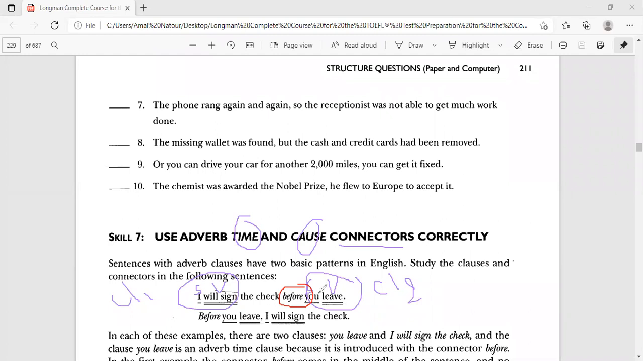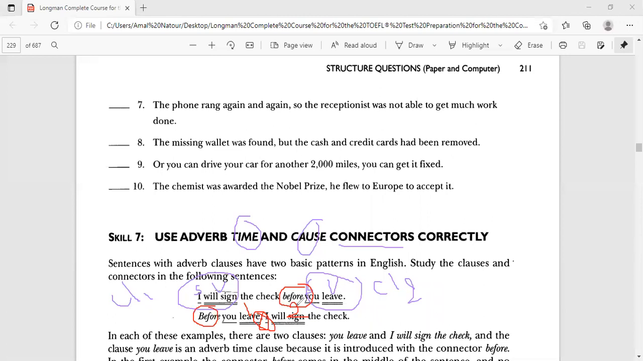Do they come at the beginning of a sentence? Yes. They can come at the beginning of a sentence and they are followed by the first clause. Then this clause with a connector, I can put it at the beginning of a sentence and it becomes: before you leave, comma, I will sign the check. You is the subject, leave the verb, comma, I subject, will sign is the verb. Here are two clauses. And where is the connector? The connector is here at the beginning. It connects the first clause and the second clause. And after the first clause, we have a comma.